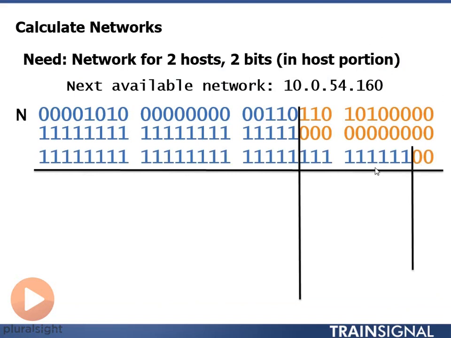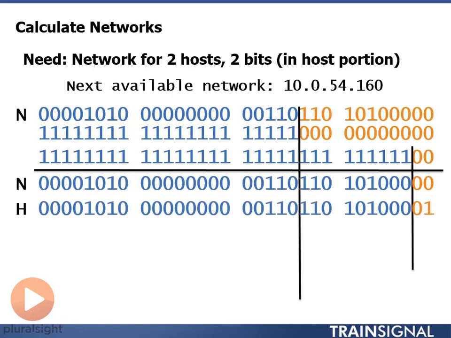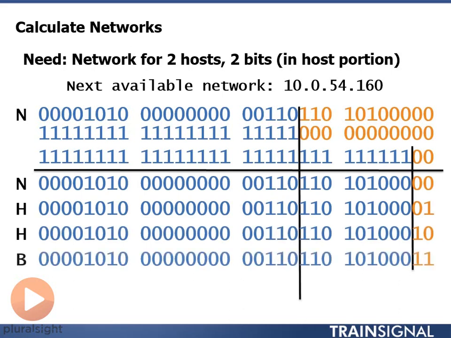The rest of them we fill up with ones in our subnet mask, and our mask becomes a slash 30, or 255.255.255.252. We carry our network address down, 10.0.54.160/30. We find our first host, we find our second host, which is also the last host, and then we find our broadcast address. Now remember, we're using these 2 host networks on our point-to-point links, because on a point-to-point link, we'll have 2 routers that we're connecting together with 1 wire.